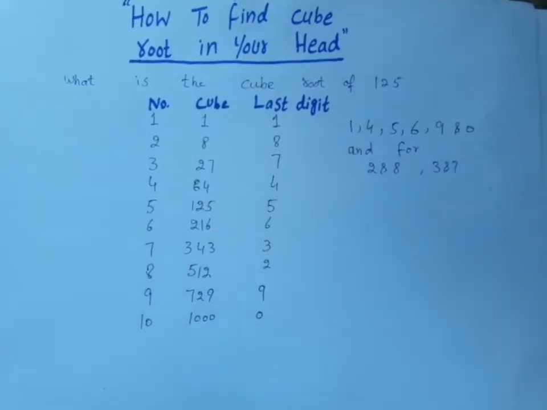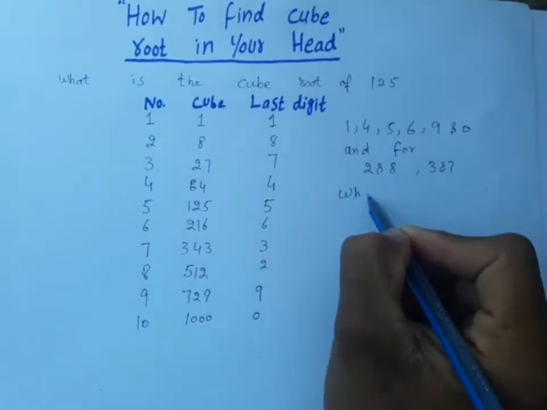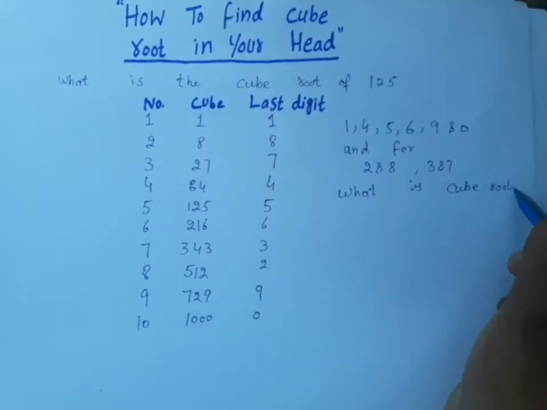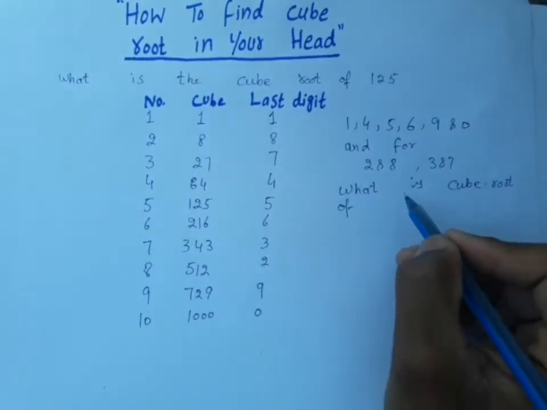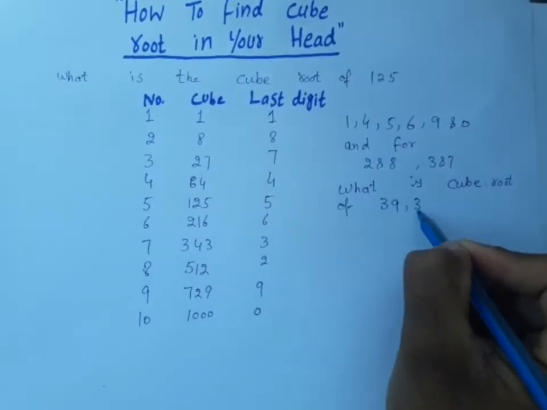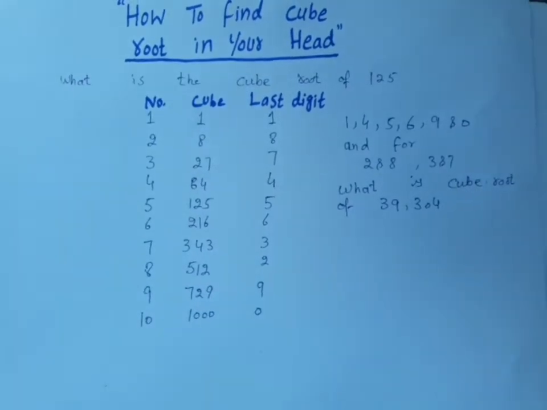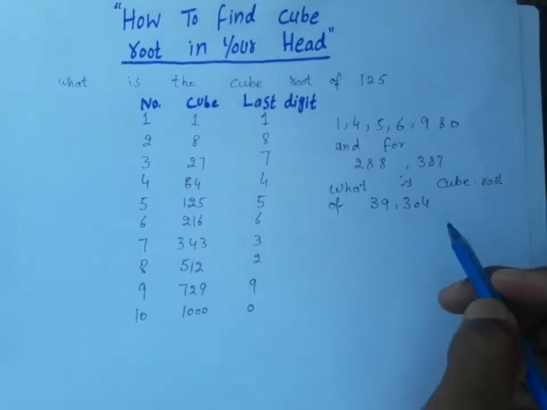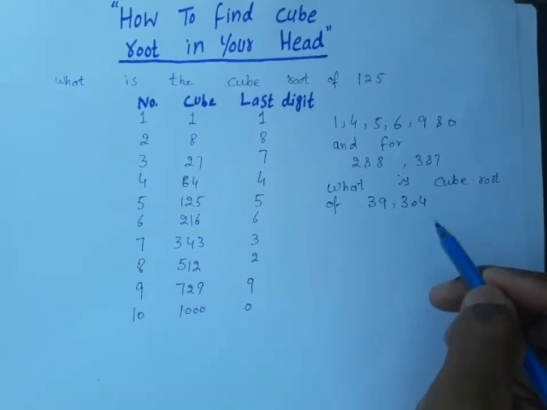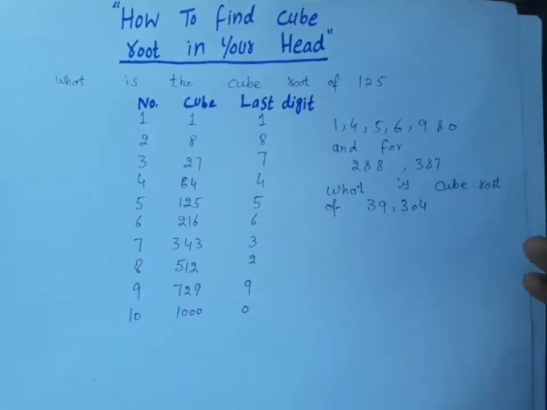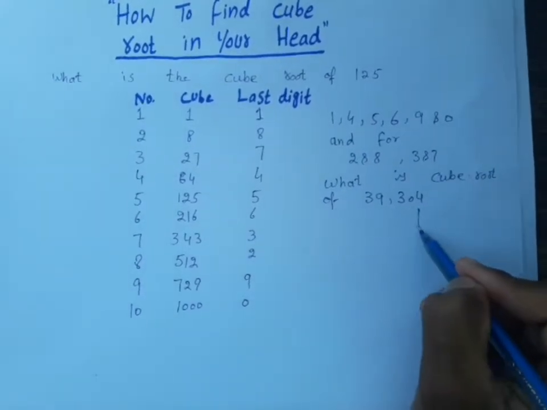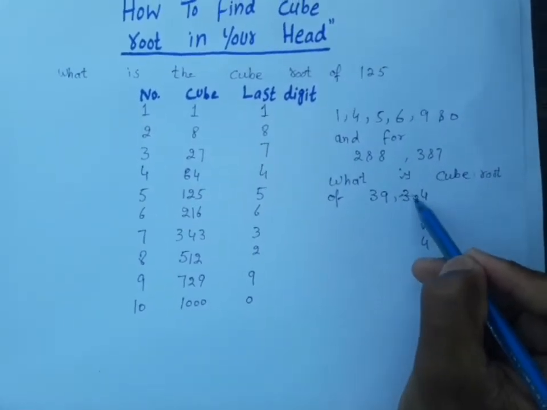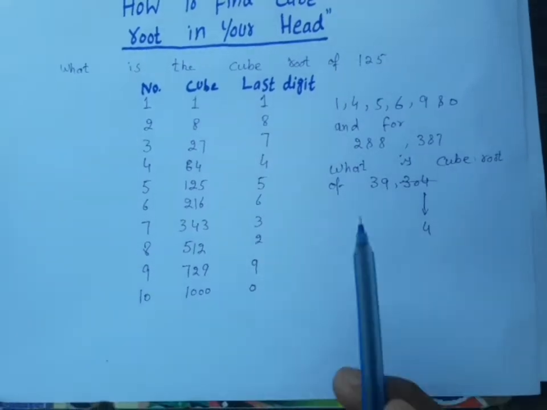Now let us take a number. What is the cube root of 39,304? Let us do the trick. The first thing you have to do is to note the last digit of the given number. Now here the last digit is 4. The next step is to ignore the last 3 digits. Now we ignore 304. The remaining is 39.